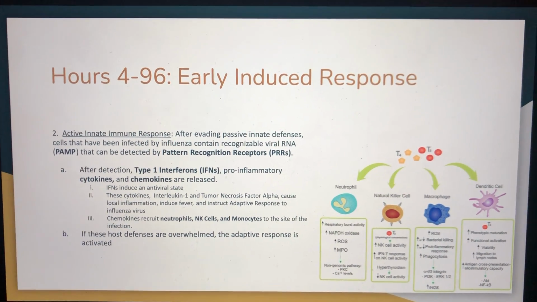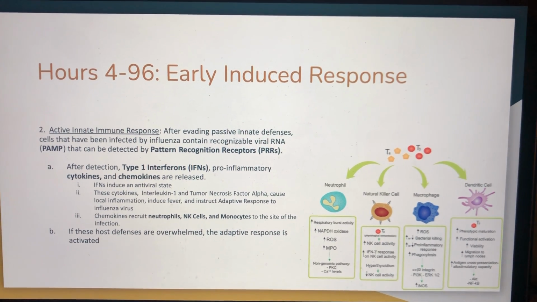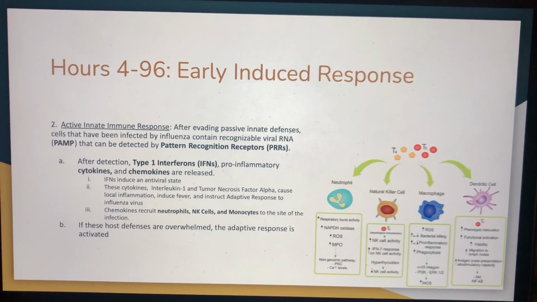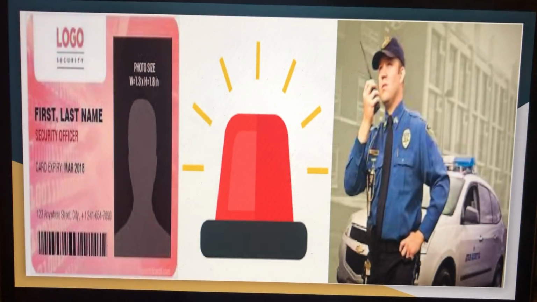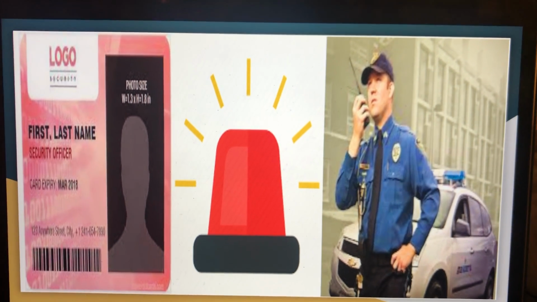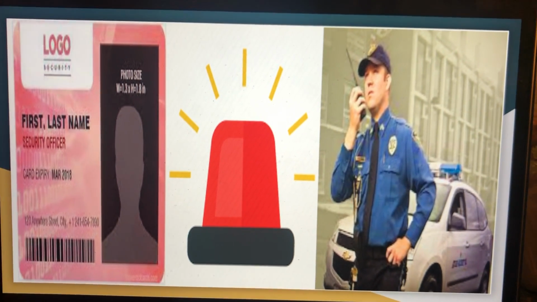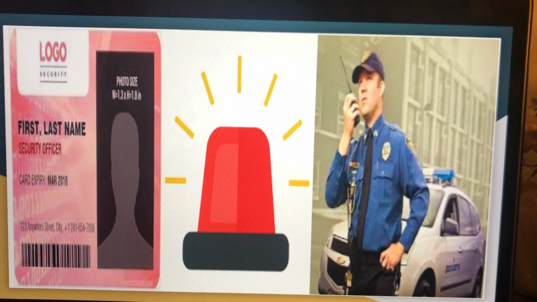The next phase is the early induced response, in which the active innate immune response occurs. This response system recognizes a limited range of molecules and structures and has an immediate response. For this response, the recognition of viral RNA PAMPs is similar to the detection of false ID badges of the undercover criminals that managed to sneak in past the initial security checkpoints.